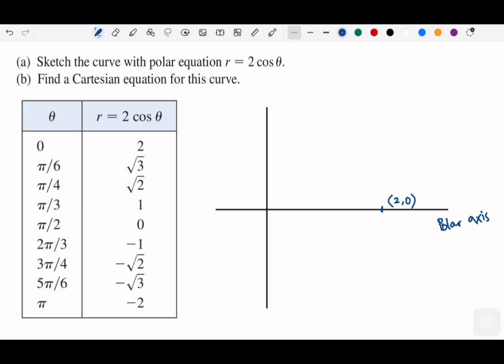After pi over 3 is pi over 2, which is here, right? 0, pi over 2, pi, 3 over 2 pi, and then back again to 2 pi. So at pi over 2, r is back to 0. So it's going to be this point, and then going back here. Just to help you navigate, we have this point here. Let me just write, this is 0, pi over 2.